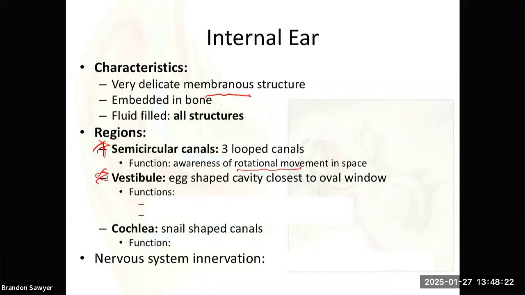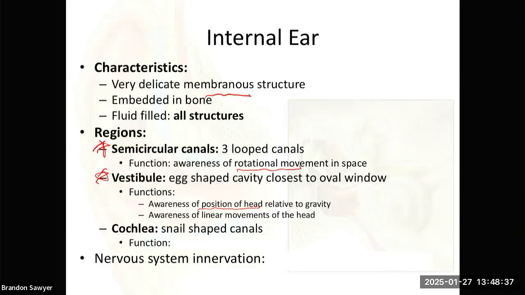The vestibule is this little egg-shaped thing closest to the oval window, and it functions in two ways. It tells us the position that our head is in. That's just static position. Are you upright? Is your face down? Is your head back? That's giving that information. And then secondly, linear movements of your head. So moving forward, moving backwards, moving side to side, not rotational, but those linear movements.